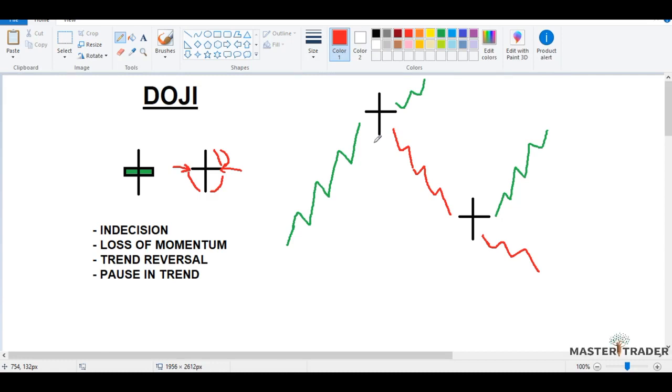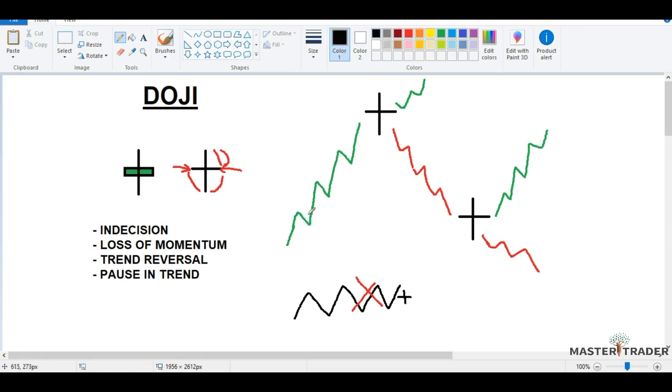And keep one thing in mind, guys. We want to identify dojis only when we're at the top of the trend or at the bottommost of the trend. Not in between. Let me show you what I mean. Let's say price is just trading sideways like this, and you see a doji forming here. This is not where I want to pay attention to the doji. So where do I want to see the doji?